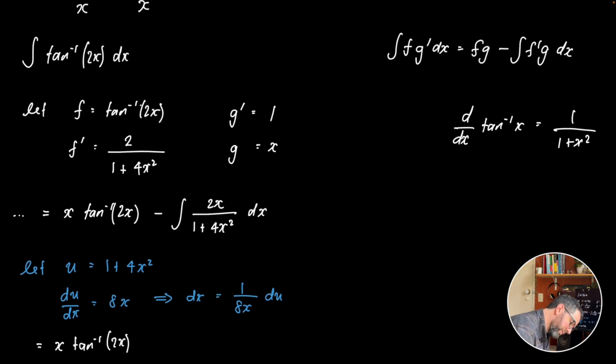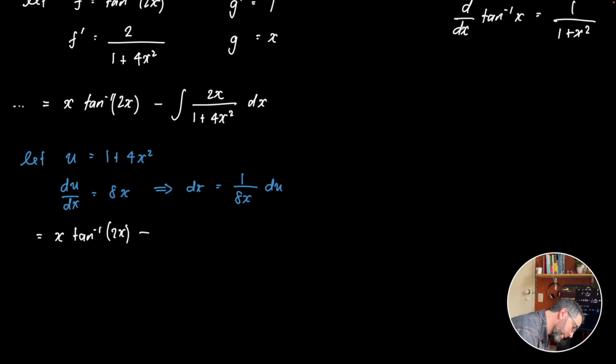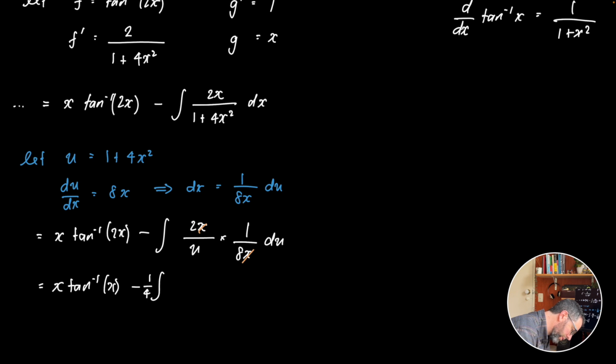Minus the integral of, well, let's see, we're going to have 2x over u times 1 over 8x times du, and you expect that these x's are going to cancel off. If you've done your substitution correctly, that should pretty much always happen. So that'll be x tan inverse x minus the integral, 2 over 8 is a quarter, I'll just stick that at the front, a quarter of the integral of 1 over u du, which equals, we'll just keep on going.